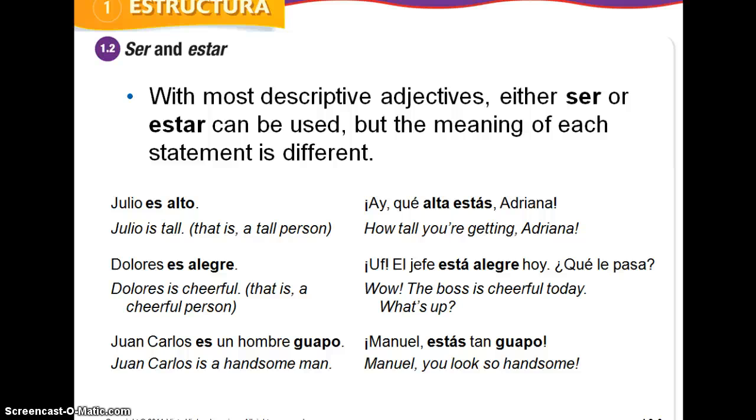Dolores es alegre. Uf, el jefe está alegre hoy. ¿Qué le pasa? And finally, Juan Carlos es un hombre guapo versus Manuel, estás tan guapo. And hopefully you can see how those changes in meaning between that perhaps inherent characteristic or norm versus those changes.